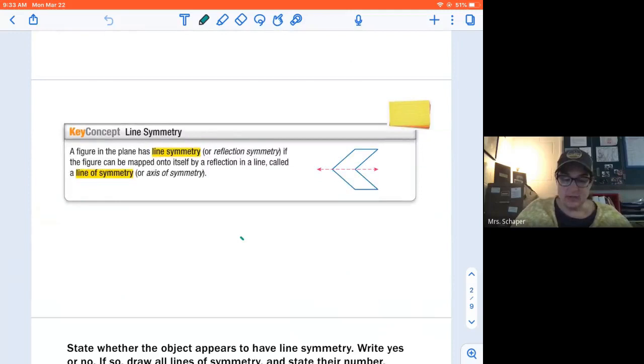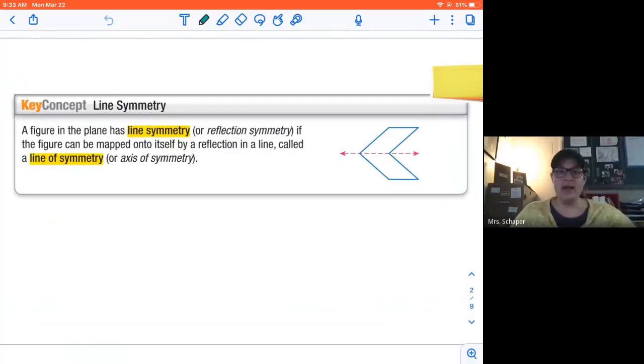So line symmetry is where you can draw a line through any figure and it'll be the same on both sides. Remember doing this when you were younger with the alphabet? You had to write all the letters out, I'm guessing, and then you drew your lines of symmetry and found out what letters had symmetry, what letters didn't: the H, the T, the A, the B, the C, the D, the E, but not the F. So which ones had line symmetry? And that line is known as the line of symmetry. The figure can be mapped onto itself by a reflection in a line. That's called the line of symmetry.